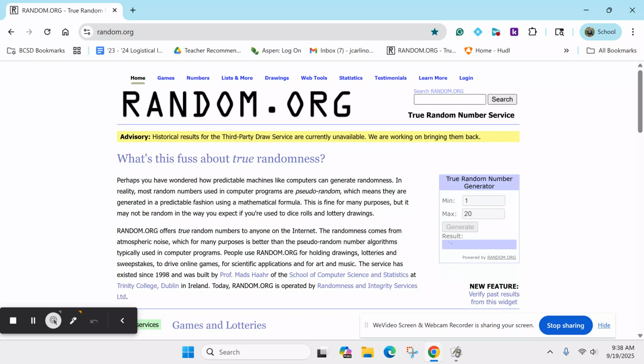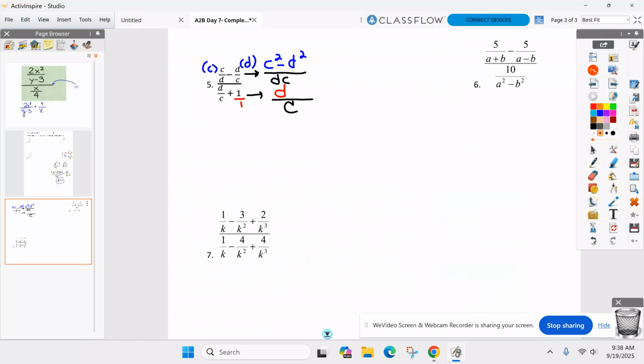All right, next one. Sophie, 1 over 1. What's my denominator? 1. But I need C. So C. What do I suggest I multiply by? C. Yep. So it's going to be D plus C. Got it.